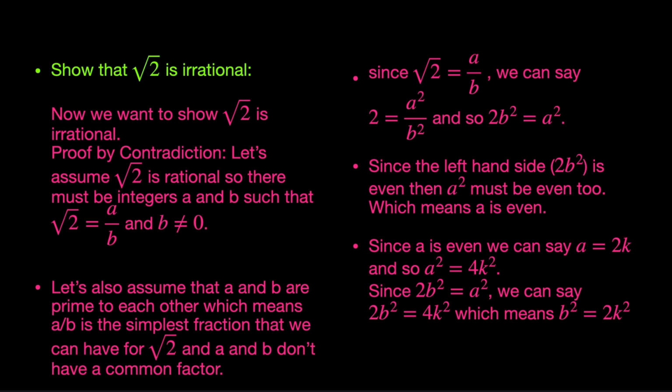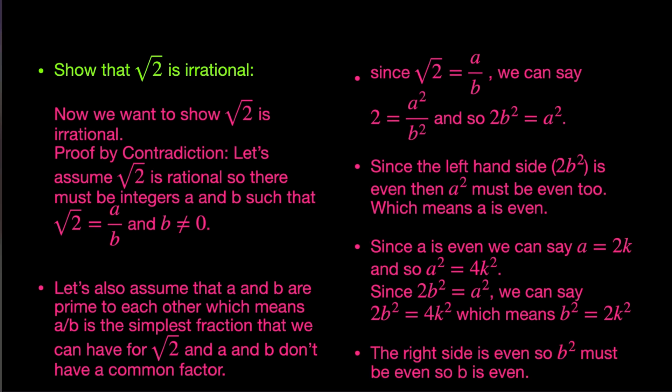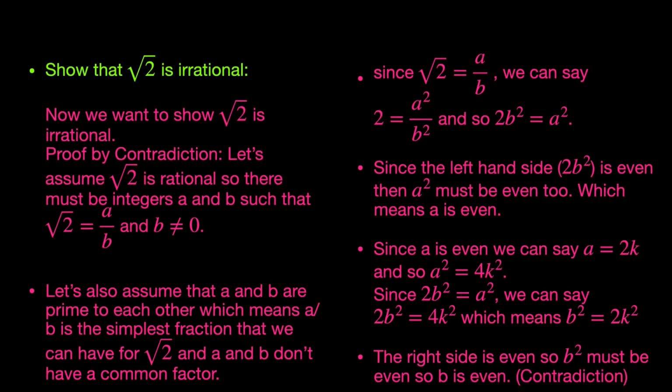Note that now the right-hand side, 2k squared, is even, and so b squared must be even, which means b is even. And it is a contradiction since now we know b and a are both even numbers and so they have a common factor of 2. But we assumed that they have no common factor and they are prime to each other. It is a contradiction and it means that the square root of 2 cannot be rational and it must be irrational. It is an example of proof by contradiction.